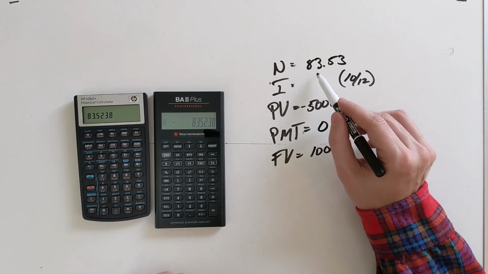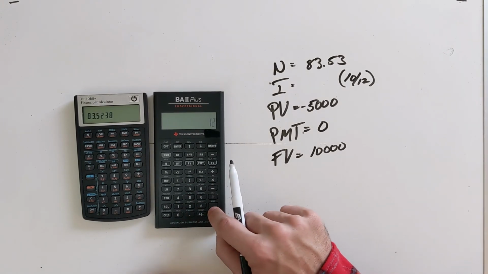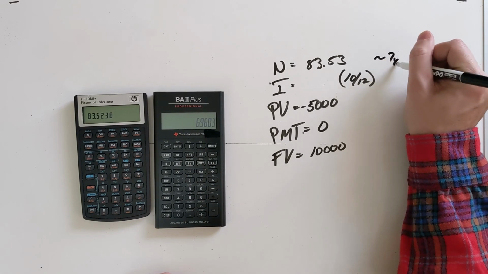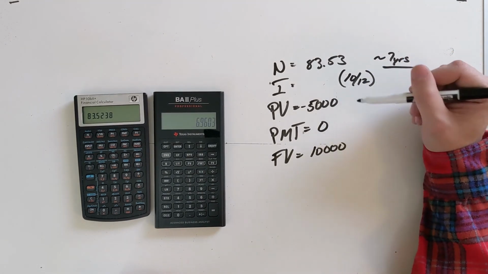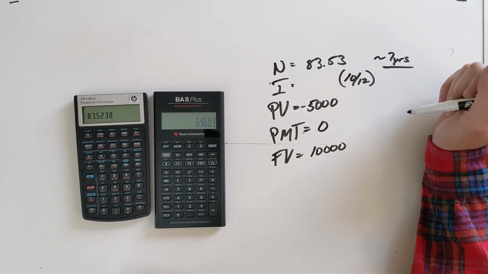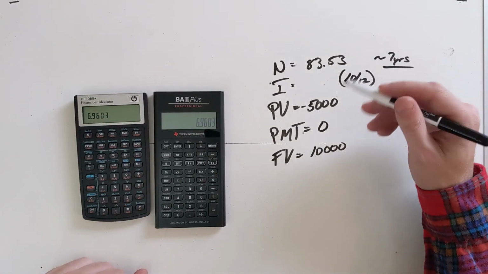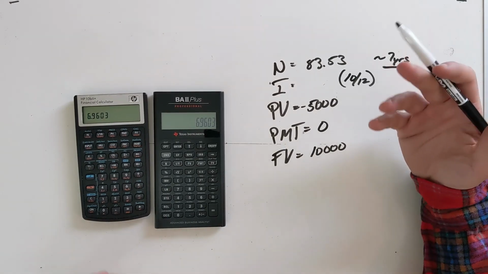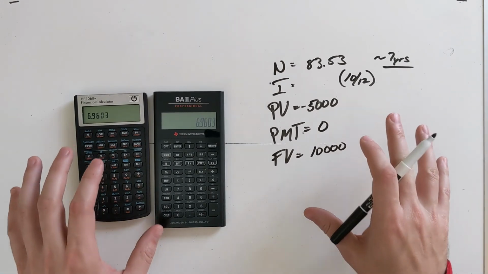It is 83 and a half months, which would mean a little under 7 years, right? Takes about 7 years to double your money if you're getting 10% compounded monthly. And so that's pretty cool, right? Now look, you can solve for anything. You can solve for interest rates. You can solve for payments. You can solve for all kinds of things as long as it fits the problem that you're facing.